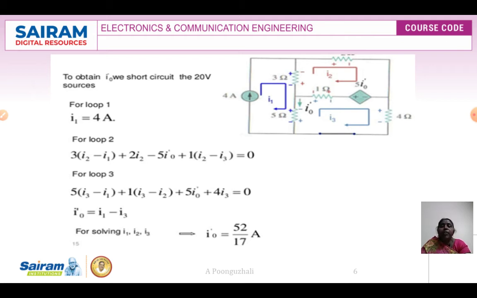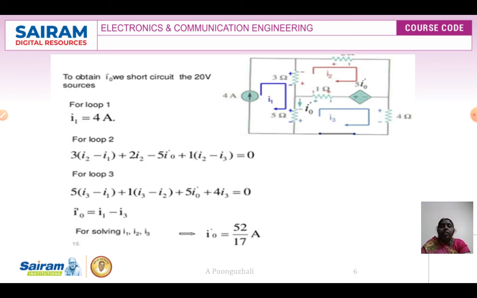So in this case, if I remove that minus sign throughout, it is going to be this equation. For loop 3, if I start from here, current is entering like this. So minus 5 into I3 minus I1. Here minus 1 into I3 minus I2. So here minus 5 I0 minus 4 I3 is equal to 0.